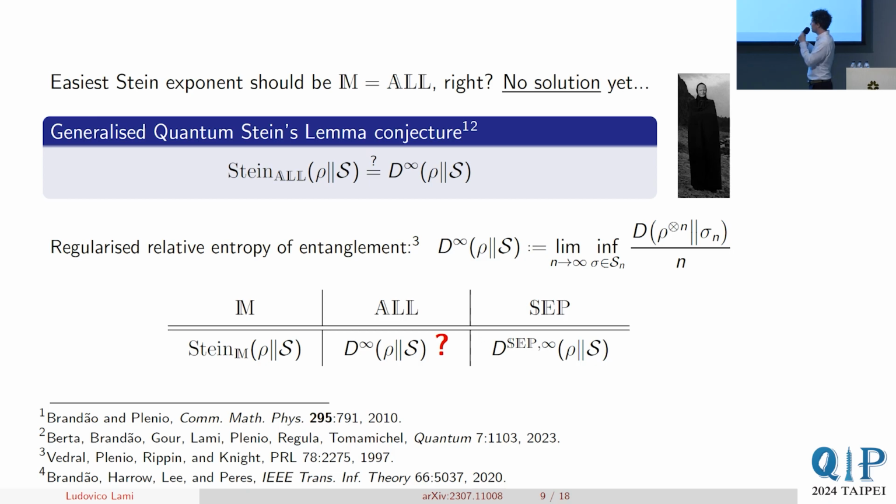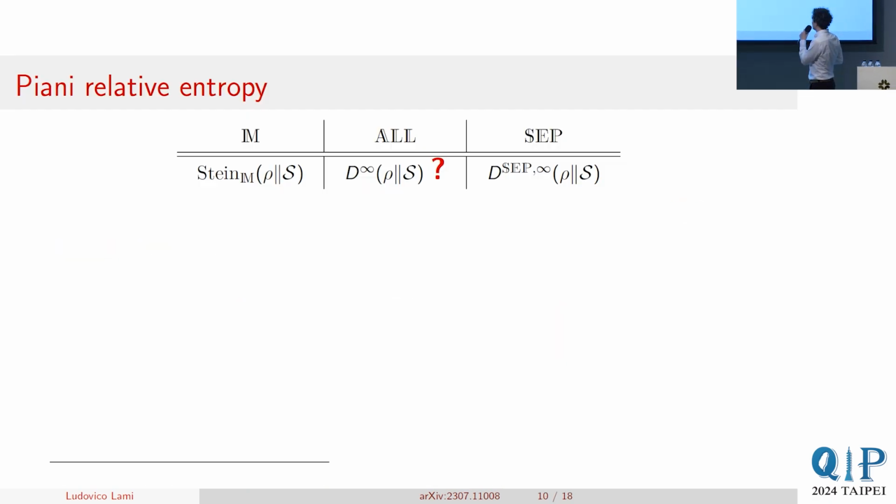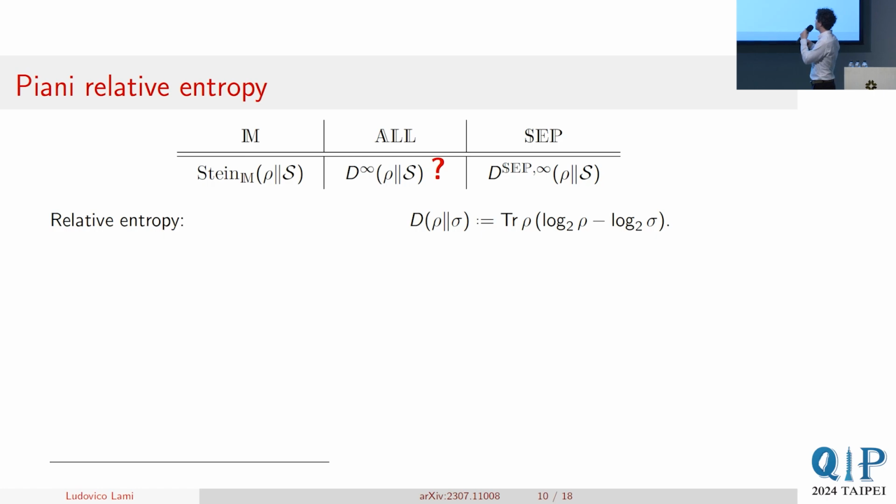It looks very similar to this one, to the regularized relative entropy of entanglement, but there's the SEP measurement stage, which I will explain in a second. Okay, let's try to understand these measures. So the parent quantity is the relative entropy.